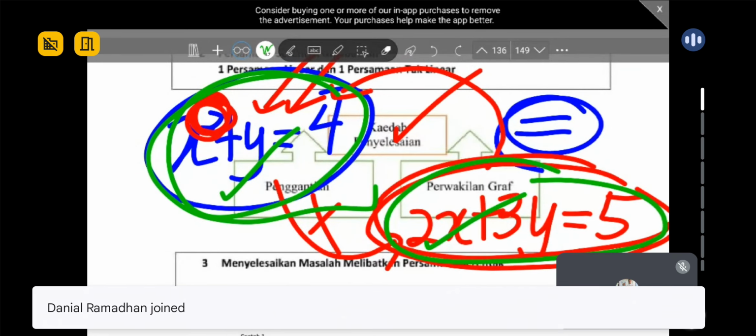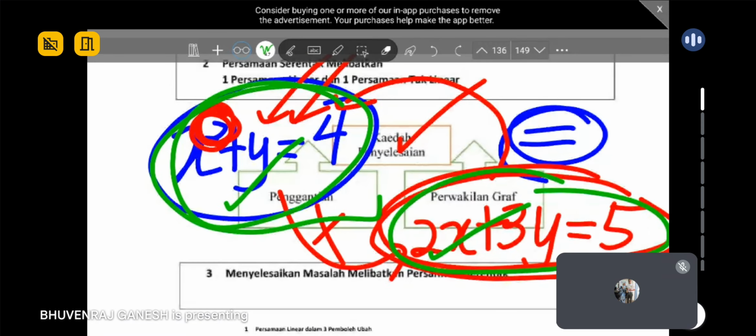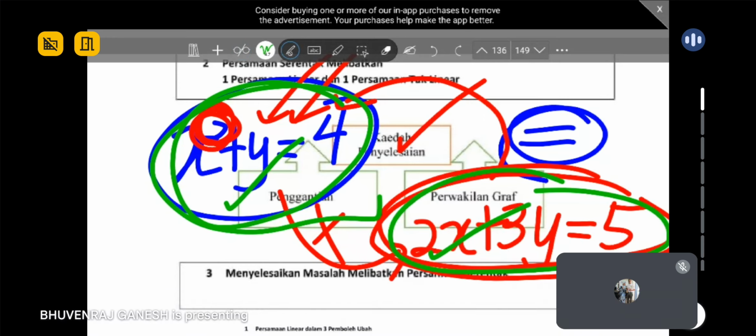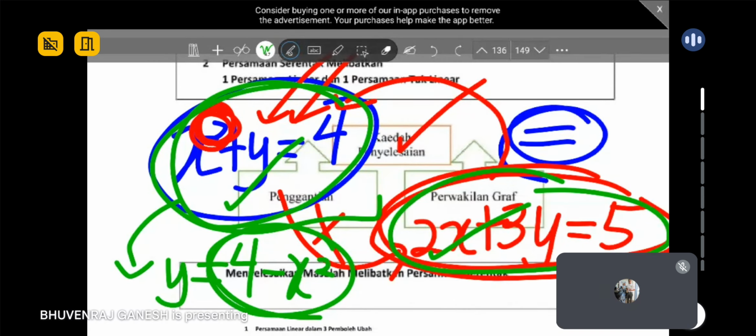Sorry, this one will be a quadratic. Dia akan jadi parabola. Correct, because I can shift like this. Saya boleh tukar macam ni. Y equal to 4 minus X square. This one is a quadratic. Graph ni adalah quadratic.